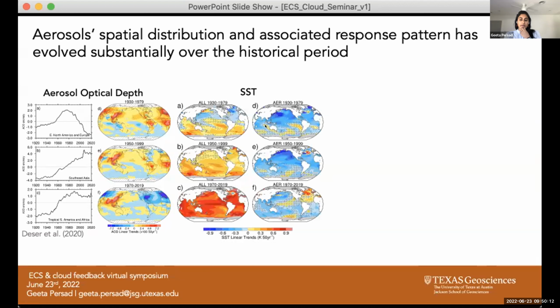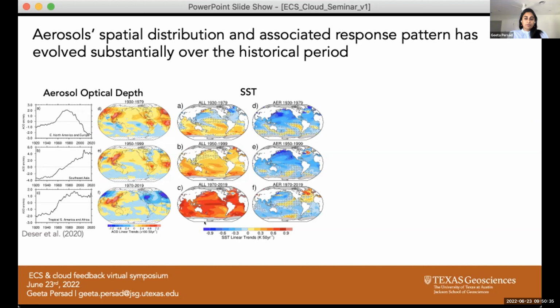So this is what I'm showing you here in the sea surface temperature responses. The right-hand panels are the same 3 time periods showing the spatial pattern of SST response to aerosols only. And the left-hand side is what the all-forcing simulations do over those same periods. You can see that the aerosol-driven SST trends have fairly different patterns across these 3 periods.